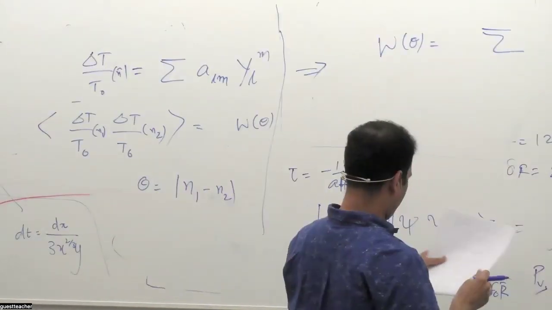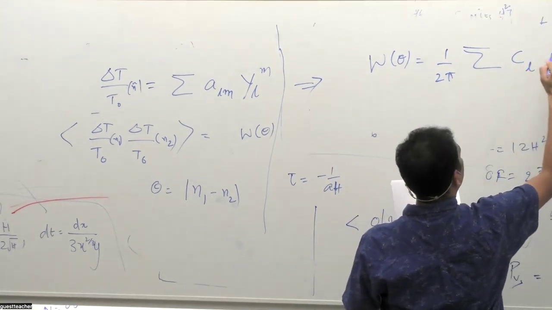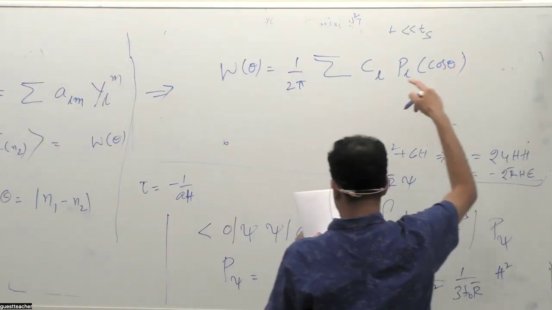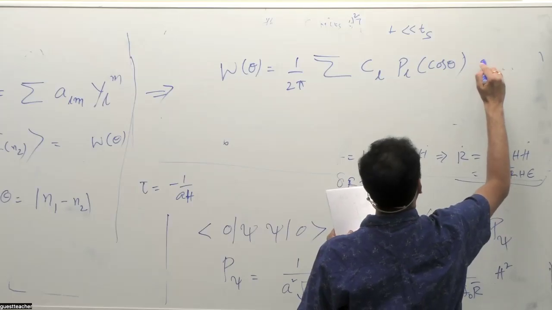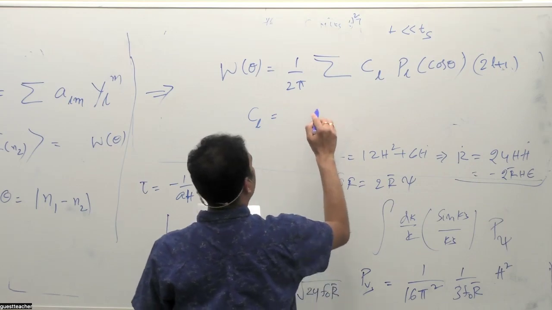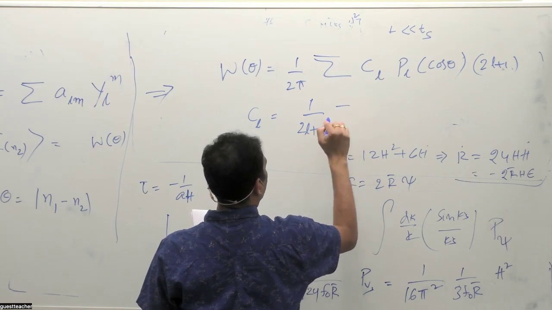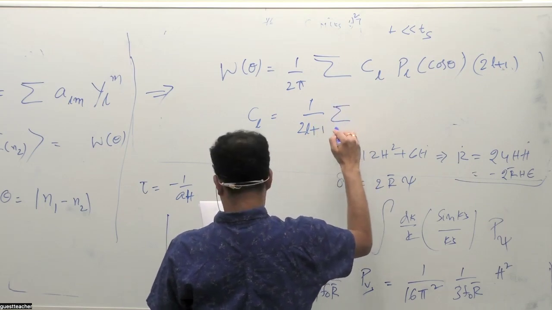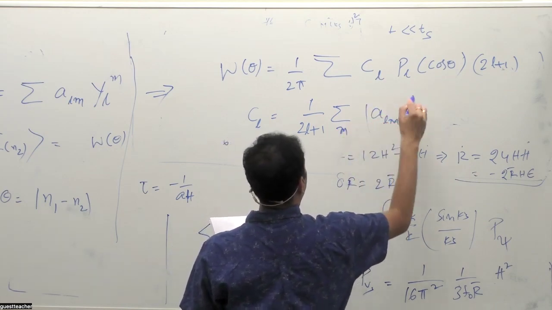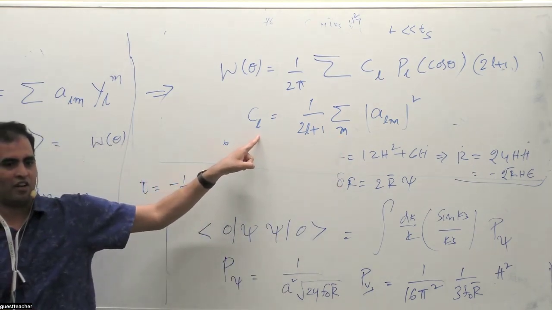I should look at notes. You get Legendre polynomials from CL. I will define what CL is. 2L plus 1. CL is called the angular power spectrum. It is 1 over 2L plus 1 summation over m of A_LM squared. You have to do summation over m because it is an angular power spectrum. It just depends on L.